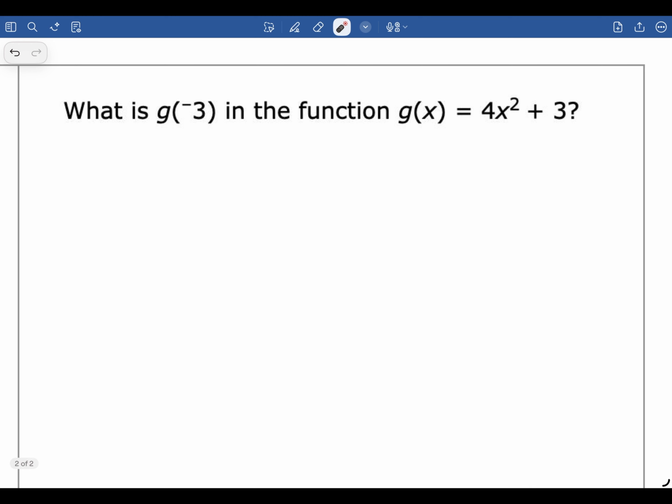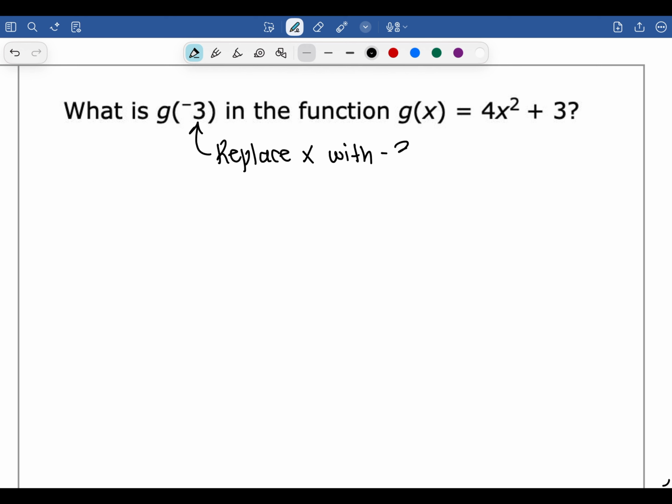Example 2 says, what is g of negative 3 in the function g of x is equal to 4x squared plus 3? So in order to solve that, they told us what to replace it with. So in this, what you will see is that we got to replace x with a negative 3. Okay, so that means this negative 3 will go here.